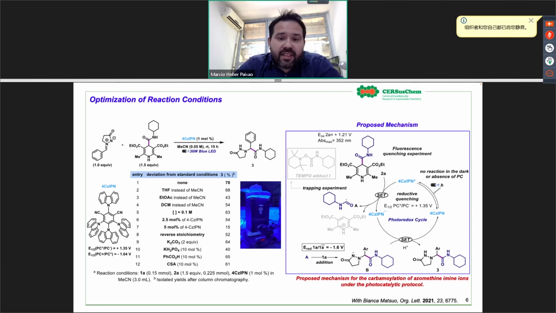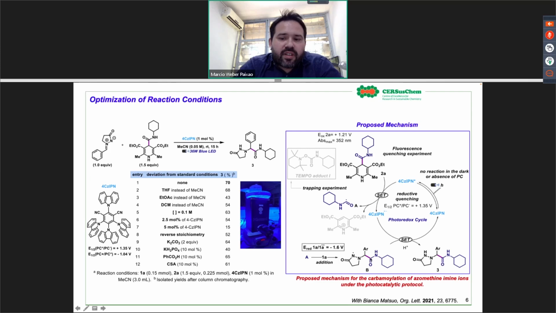The photocatalyst here indicated, 4-CzIPN, efficiently converts to this long-lived triplet excited state, which is oxidizing enough to promote the single electron transfer oxidation of the dihydropyridine. So after fragmentation, it generates the carbonyl radical, and this carbonyl radical adds to the iminium ion and gives rise to the intermediate B.